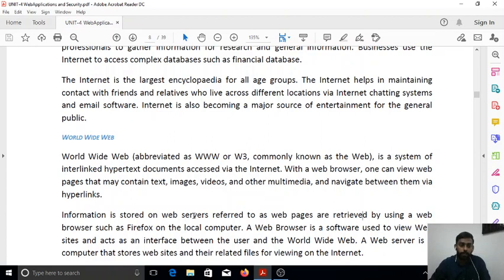Then two types of networks, LAN and WAN. LAN means limited geographic area, like school, office, home. Then WAN: the internet is the biggest WAN and spans a large geographic area. Then the internet, then the World Wide Web. So these are the topics for the day, and I hope you have understood what a network actually is, and these are the fundamentals of networking.